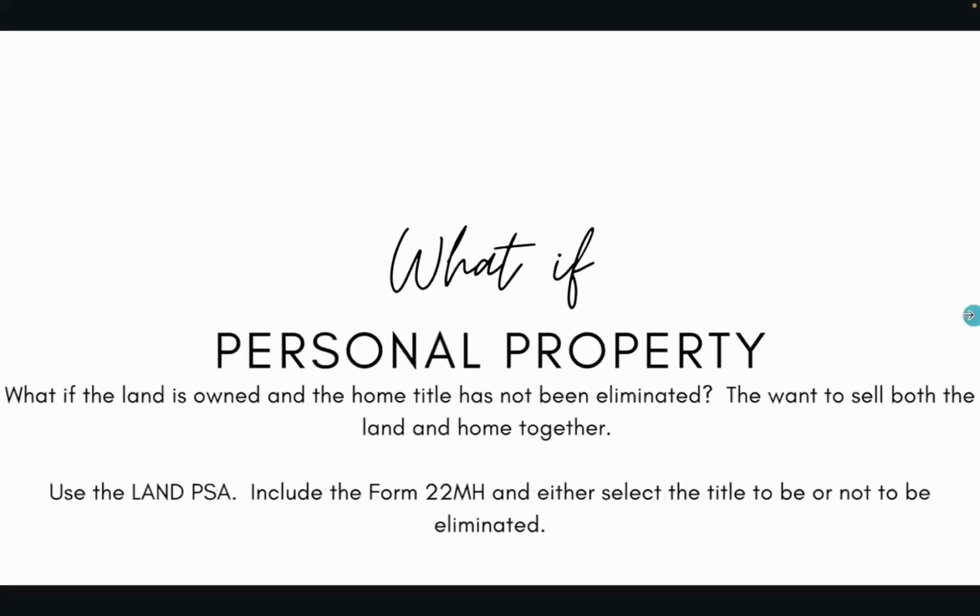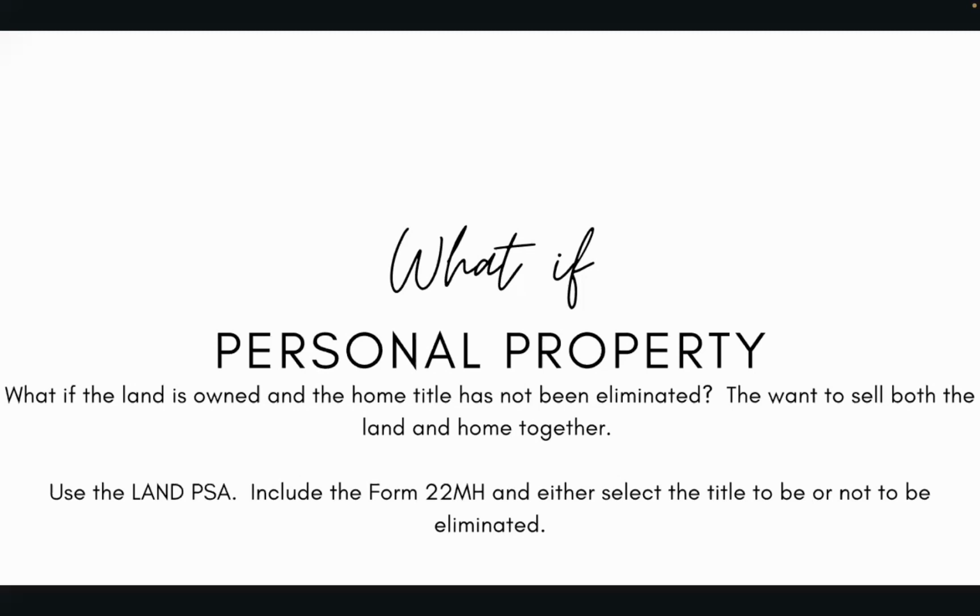What if it is personal property? So what if the land is owned and the home title has not been eliminated? They own the land, but not the house, and they want to sell both of them together. If they own the land and not the home, the home is considered personal property. The land is considered real property.